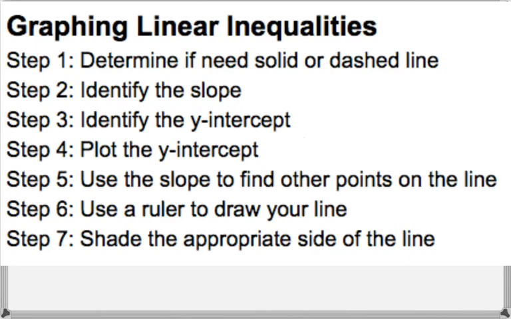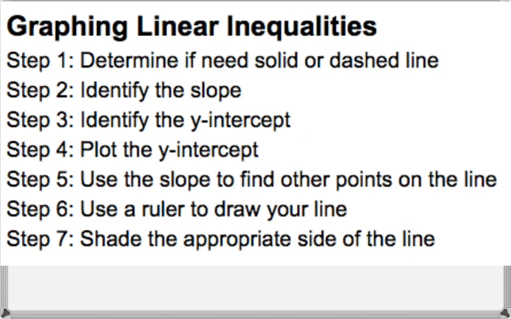Step 2, identify the slope. Step 3, identify the y-intercept. Step 4, plot the y-intercept. Step 5, use the slope to find all your other points on the line that you can graph on our graph. Step 6, use a ruler to draw your line. And step 7, you need to figure out what side to shade and shade that side.